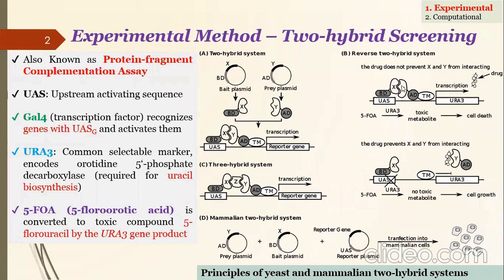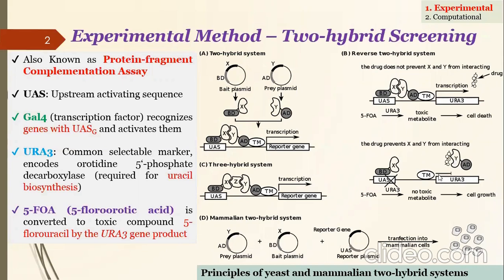For instance, I have a protein and I want to check whether this drug can interact with that protein or not. So what I can do is use this reverse two-hybrid system. In this case, if the drug binds to one of the proteins, at the active site or binding pocket of that protein, then Y will not interact with X. In this case, URA3 will not be produced.